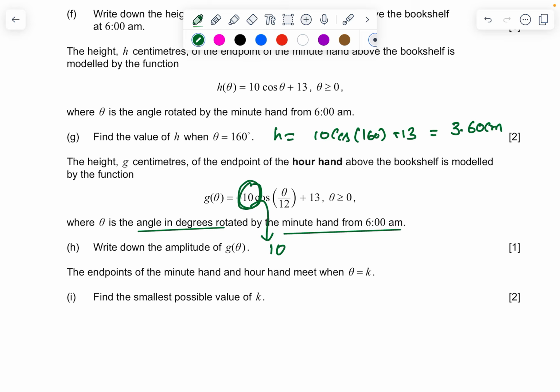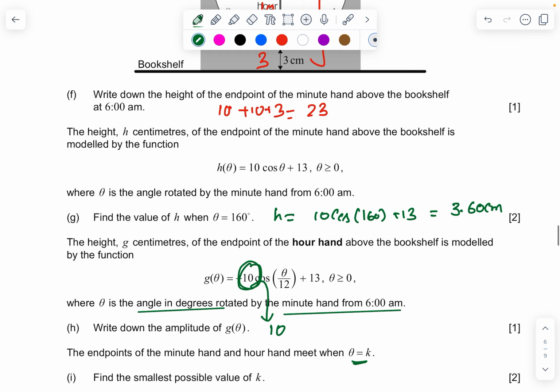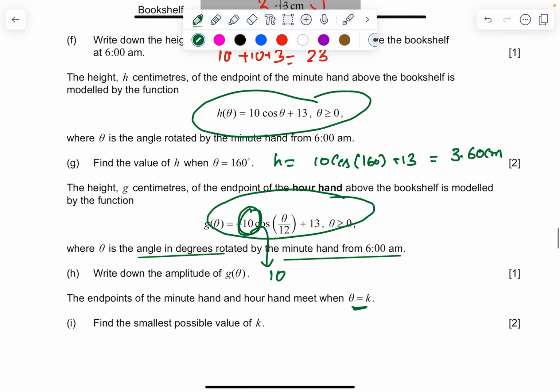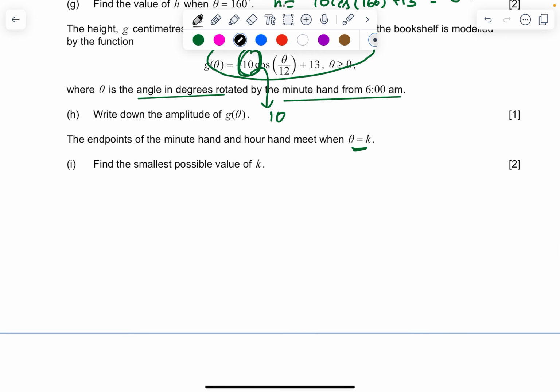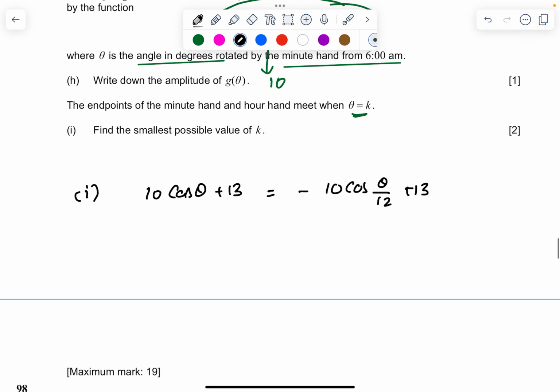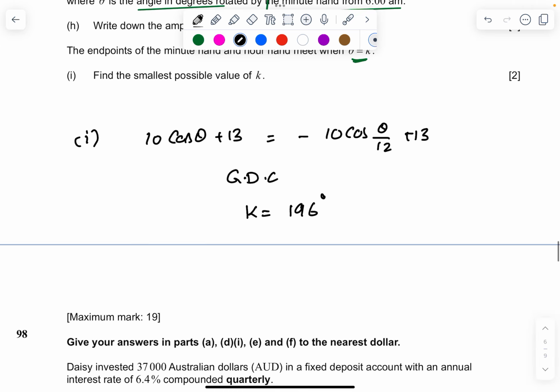The endpoints of the minute hand and hour hand meet at theta equals k. Find the smallest value of k. So what am I going to do? Equate these two equations. Draw the graph for these two equations. 10 cos theta plus 13 should be equal to minus 10 cos theta upon 12 plus 13. Draw the graph for this one. Use the GDC. Find the point of intersection. You should be getting a k value of 196 degrees. Very simple question.